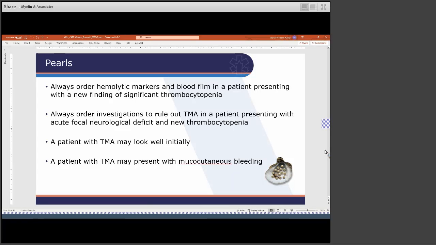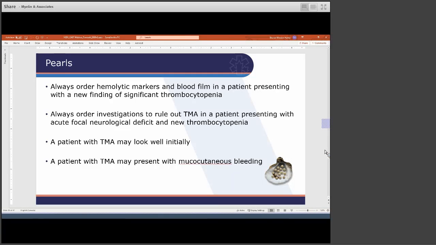Beware of a patient who is coming in with new thrombocytopenia and acute focal neurological deficit. That could be TTP, this could be aHUS, you need to rule out TMA. Another very, very common misconception is that I think most of us remember from medical school that patients with TTP come in and they're comatose and they're seizing and have acute kidney failure and they have high fever. Well, in reality, a patient with TMA may look really, really well initially. And if you don't do anything, they will get worse on you quite rapidly. So do not be fooled by their very stable appearance initially.